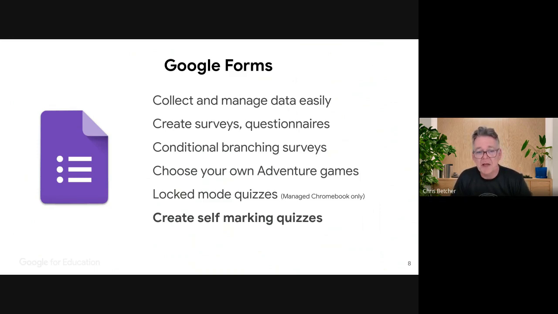So there's that. Conditional branching surveys. One of the things you can do inside forms is have a question which, depending on how you answer it, goes to a different part of the form. I've got an example I can show you as we go through.